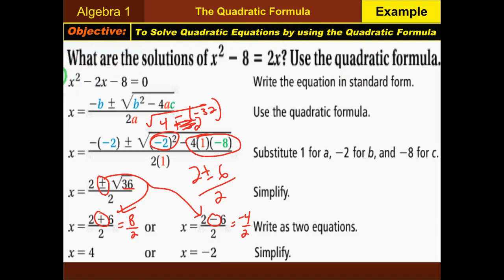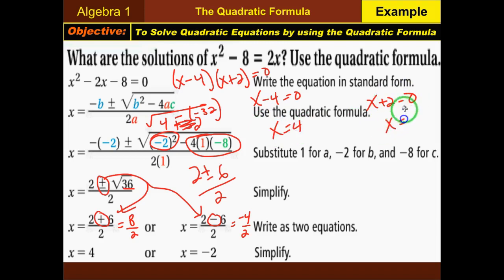Also, you might be looking and saying, hey, this actually factored. This would have factored to x minus 4 times x plus 2, because two numbers that multiply to -8 and add to -2. And you could see if we did zero product property, I would have had x minus 4 equals 0 and x plus 2 equals 0. So I'd get x equals 4 and x equals -2.